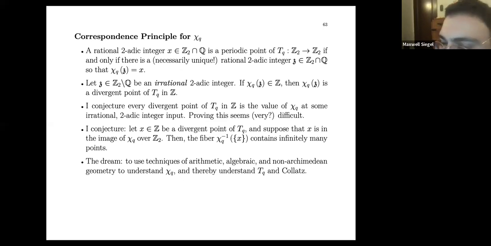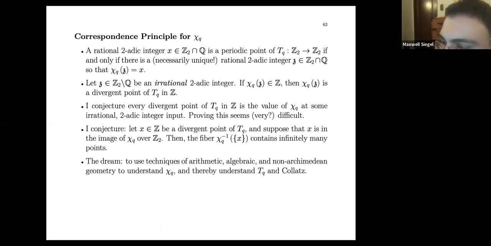Moreover, if chi-q of z is a rational integer at an irrational 2-adic integer input z, then x is a divergent point of Tq. This proof, by the way, is completely non-constructive. It follows from the basic properties of dynamical systems on the integers. And I conjecture that the converse of this is true, although proving it appears to be difficult.